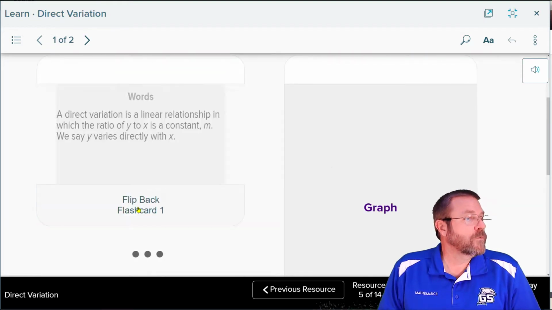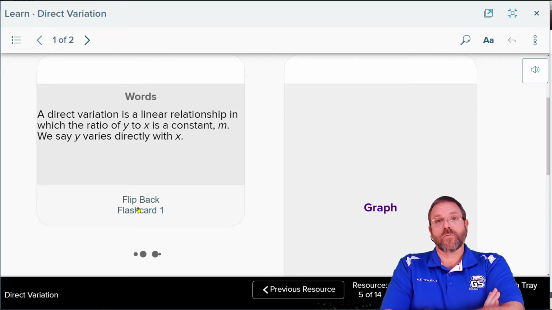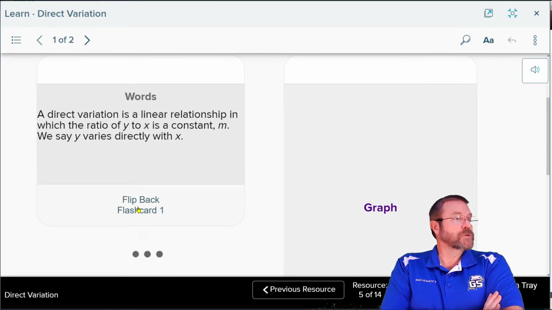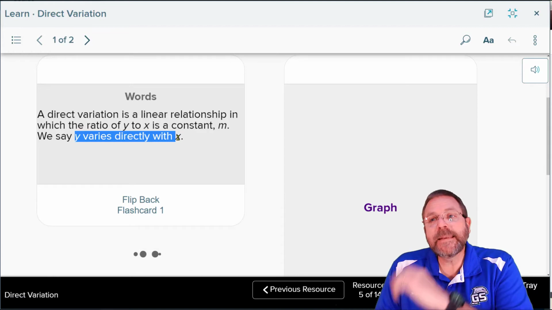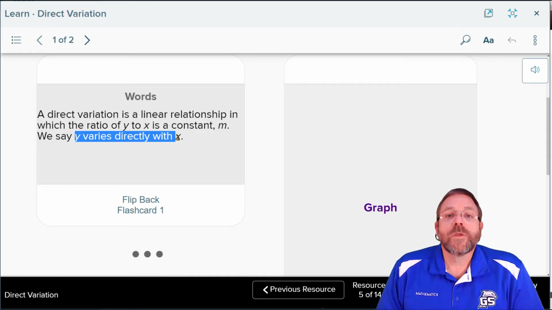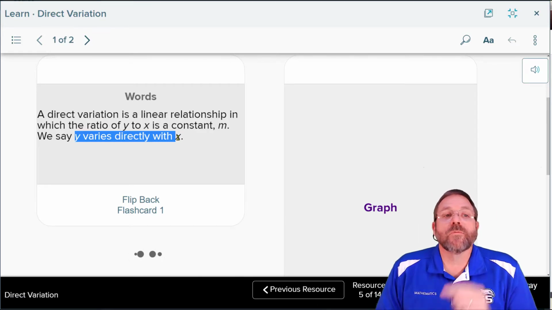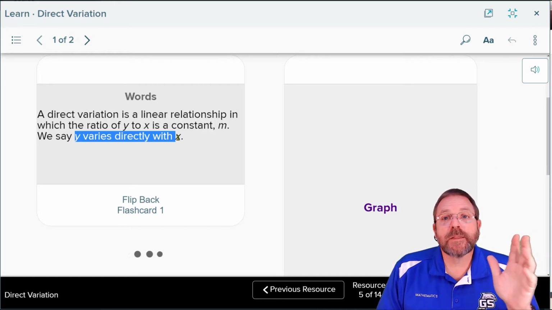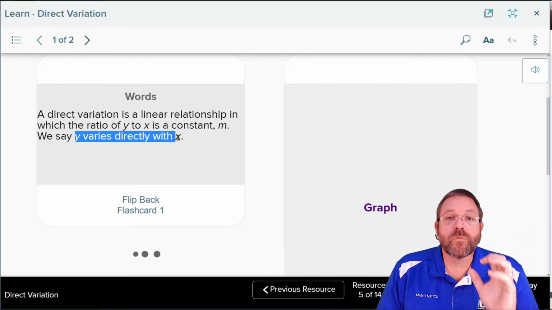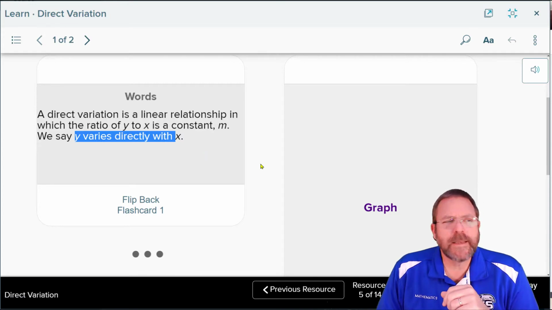Flipping our cards over here, we can say that a direct variation is a linear relationship in which the ratio of y to x is a constant. We say that y varies directly as x, and that part right there, y varies directly with x. Anytime you see that term, you need to stop what you're doing and write down y equals mx to represent the fact this is going to be a direct variation problem. You're going to need that.